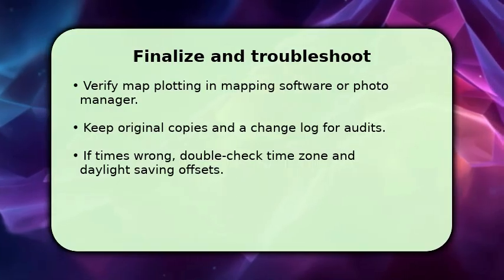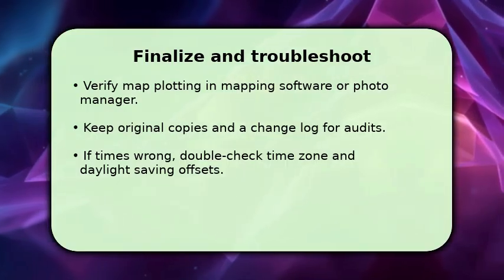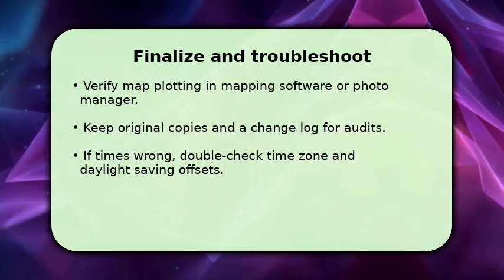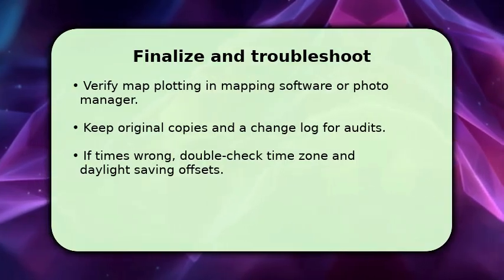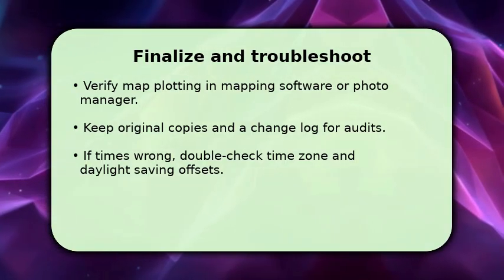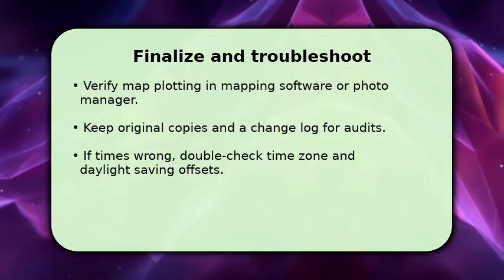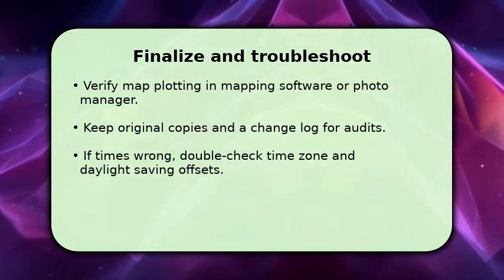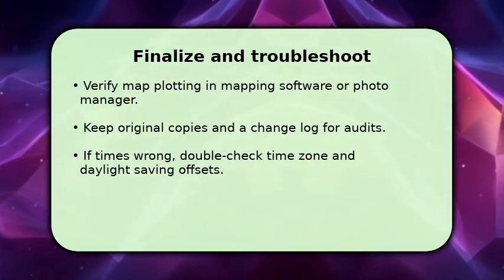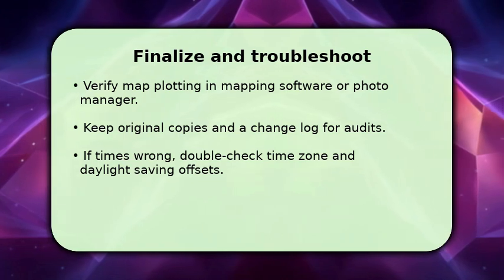If something goes wrong, stop and recheck the offset calculation, including time zone and daylight saving, and test a redo on a single file. Finally, if metadata appears correct but maps still misplace images, clear caches in the viewing app and re-import to force refreshed metadata reads.